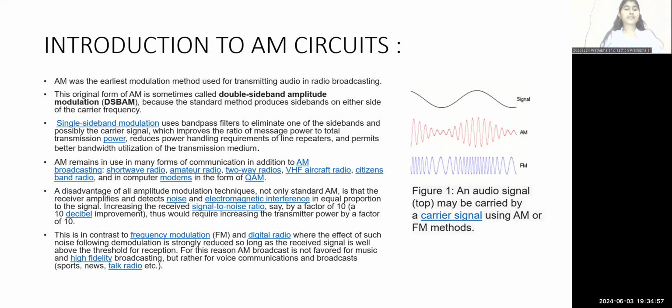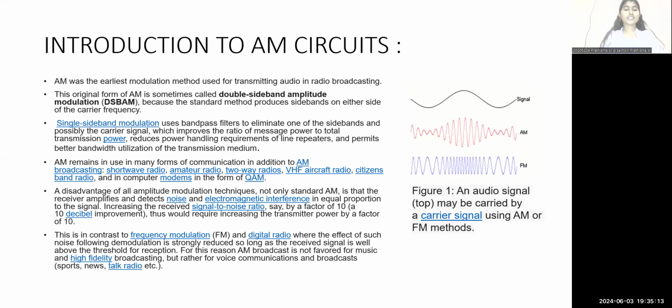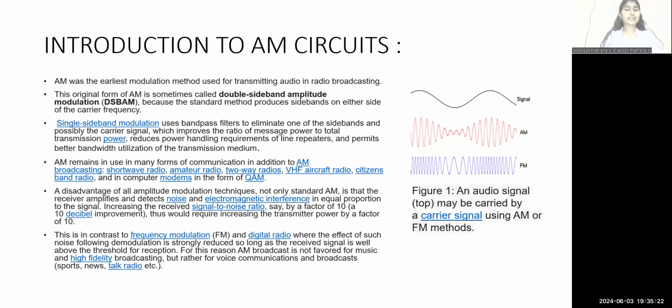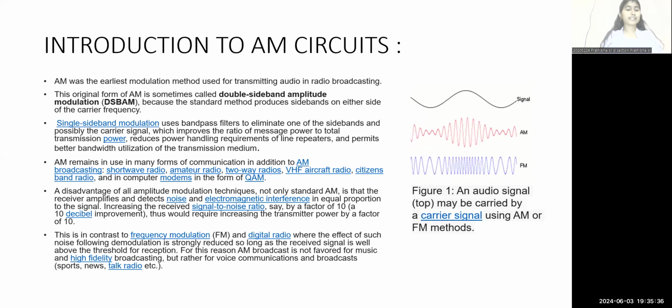AM remains in use for many forms of communication in addition to AM broadcasting: short wave radio, amateur radio, two-way radios, VHF aircraft radio, citizen band radio, and in computer modems in the form of QAM. One of the disadvantages of all amplitude modulation, not only standard AM, is that the receiver amplifies and detects noise and electromagnetic interference in equal proportion. A 10 decibel improvement would require increasing the transmitter power by a factor of 10.